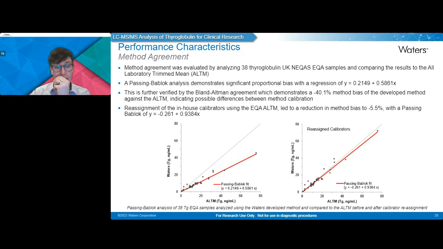And that's further verified by a Bland-Altman agreement, where we're seeing minus 40% method bias of the method against the ALTM. And this, to me, because it's more proportional bias, does indicate possible differences between method calibration of this method and the methods that I'm comparing to. So if you actually perform some reassignment of the calibrators using the EQA ALTM, it does significantly improve that bias. So you're looking at a method bias close to minus 5.5 when you perform that calibrator reassignment.